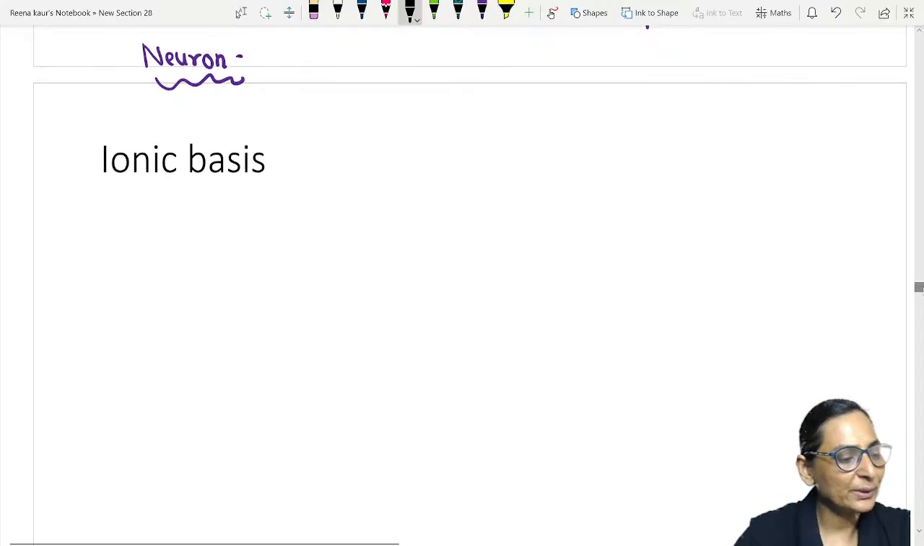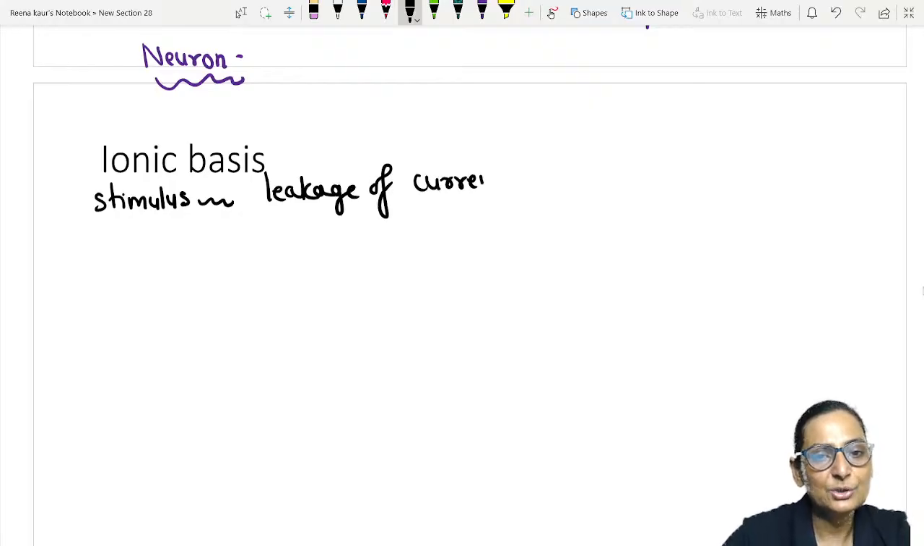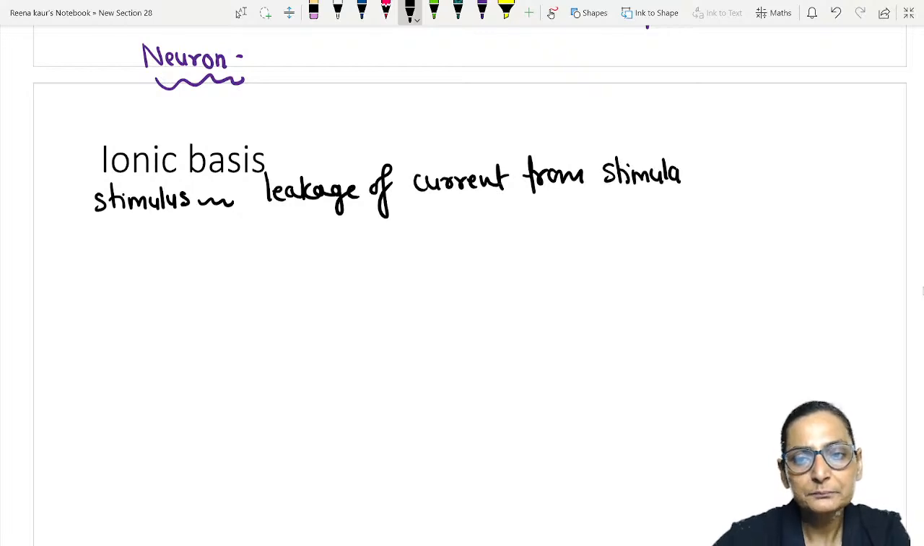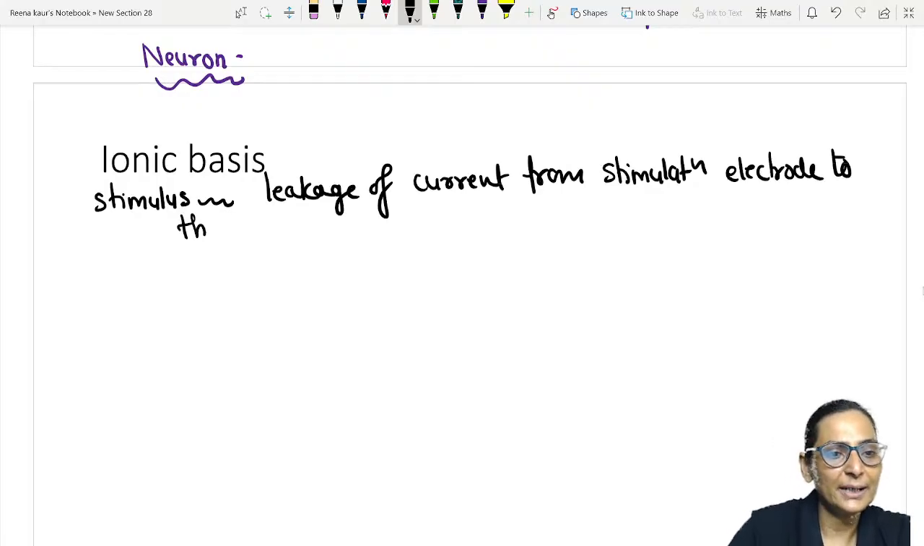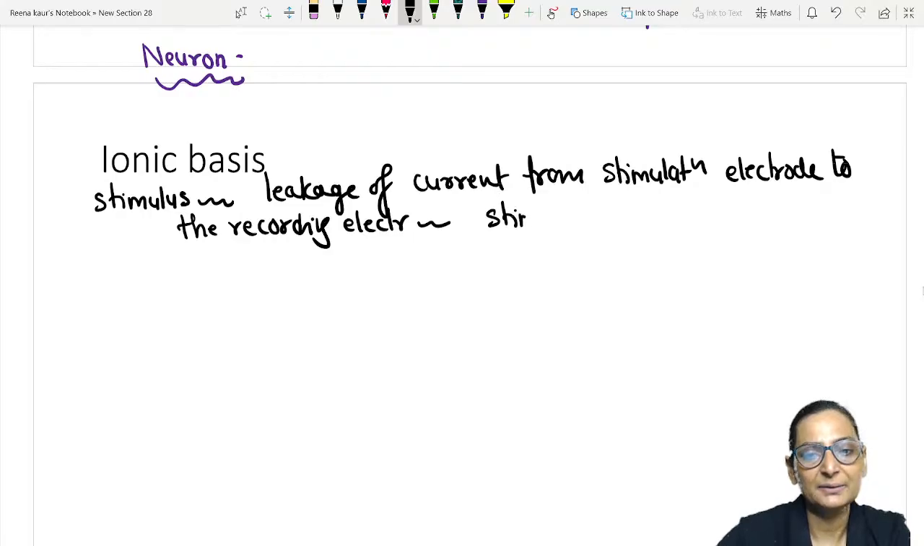Now, as soon as you give a stimulus, what will happen? Once you give a stimulus, there is going to be a leakage of current from the stimulating electrode to the recording electrode. This small leakage of current is what is called as stimulus artifact. This is called as stimulus artifact.